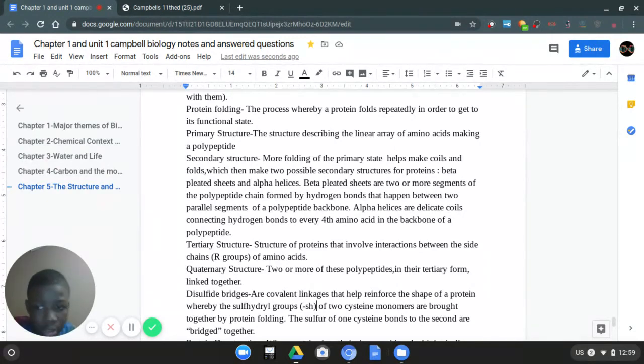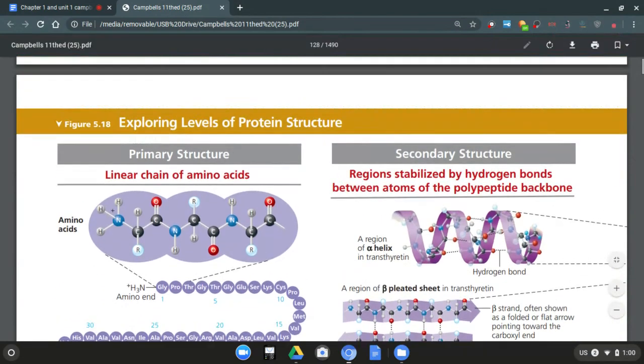So really memorize them from chapter 4. There's not that much. There's only 7 you have to do. And so basically, like I said, those sulfur hydro groups in the cysteine monomers are essentially brought together by protein folding, and then they're brought close to each other, and the sulfur of one cysteine bonds to another and they are bridged together.